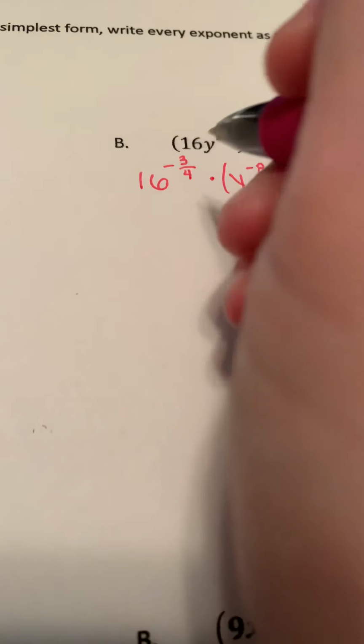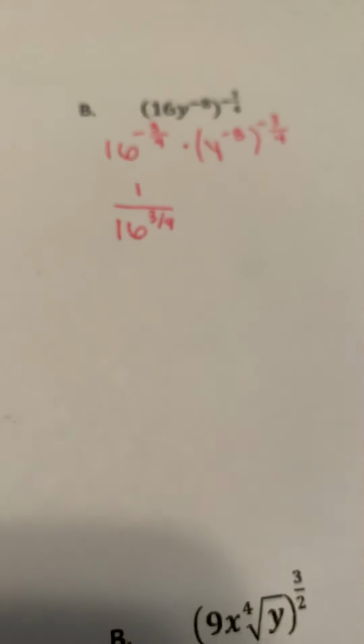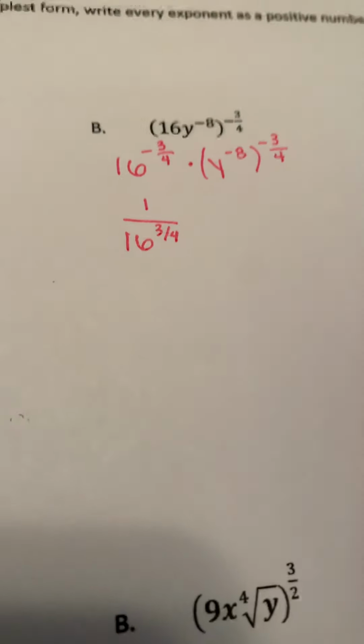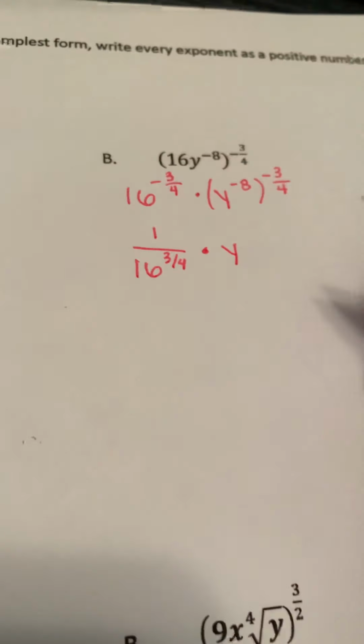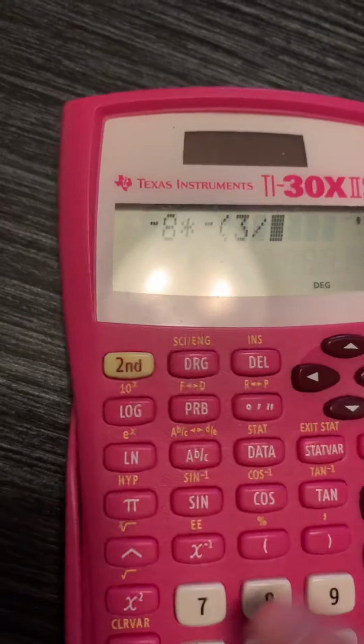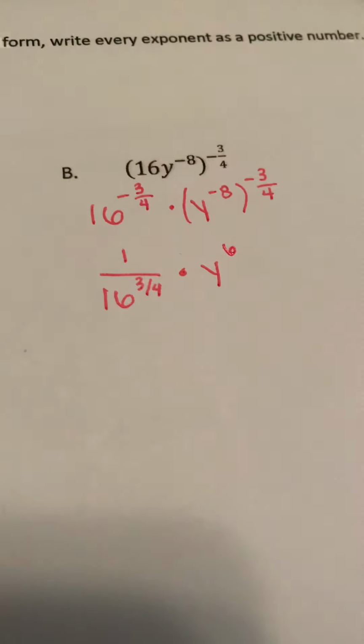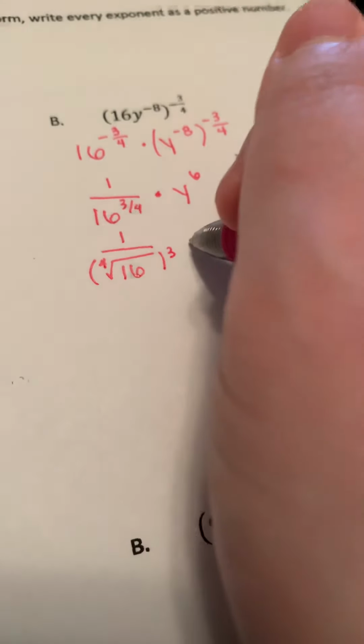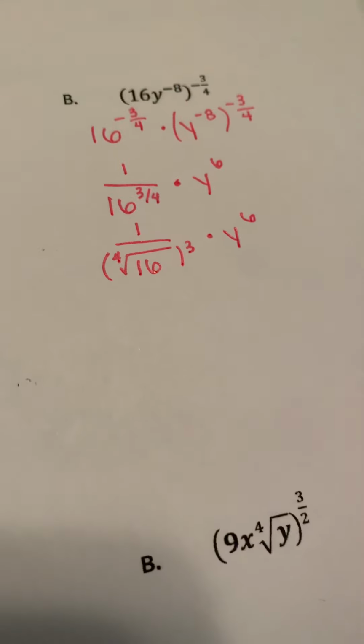So we're going to rewrite this. First, we're going to rewrite it as 1 over 16 to the 3/4 to get rid of the negative exponent. And then if we multiply negative 8 times negative 3/4, that just gives us 6. So this becomes just y to the 6. So I'm going to rewrite this one as a radical. So this becomes the 4th root of 16 cubed times y to the 6.